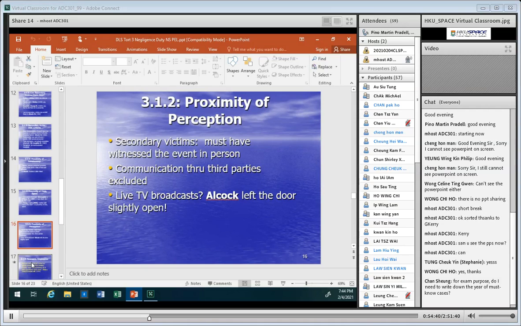Isn't that lovely? And so, I like watching my live sport, and if it's a really big screen simulcast, and you see somebody, a relative of yours, killed on the live simulcast, that could possibly be sufficient proximity of perception, particularly with technical advances. It's almost as if you are there. Okay, all right, but no cases on that yet.